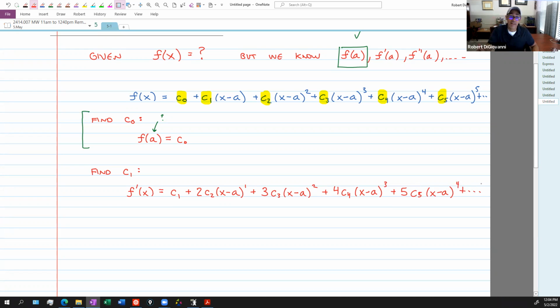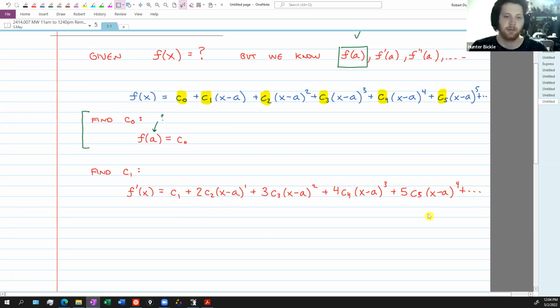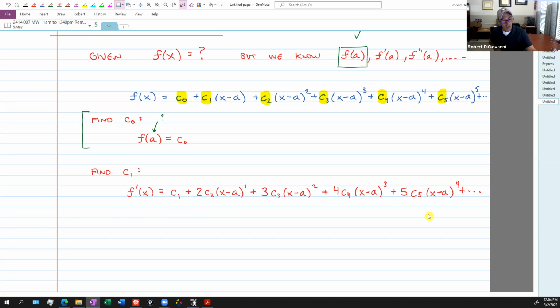Okay, why did I take the derivative? What can I do now? Remember, I'm trying to find C sub one. I took the derivative because now look at this. Now I can plug in a and get C sub one. That's right, now I can plug in a, right? So if I plug in a, f prime of a is equal to C sub one, because I'm going to have all these go away except for this first one.